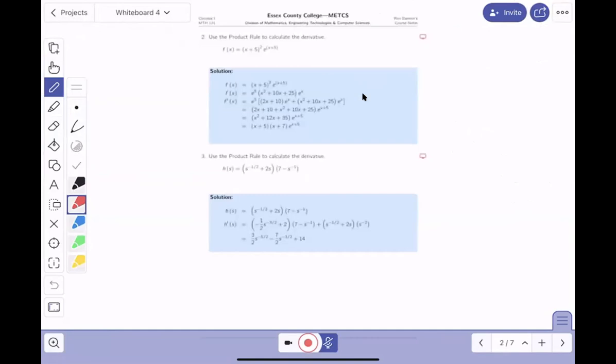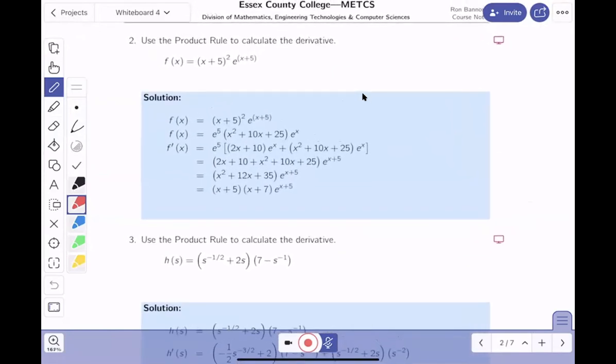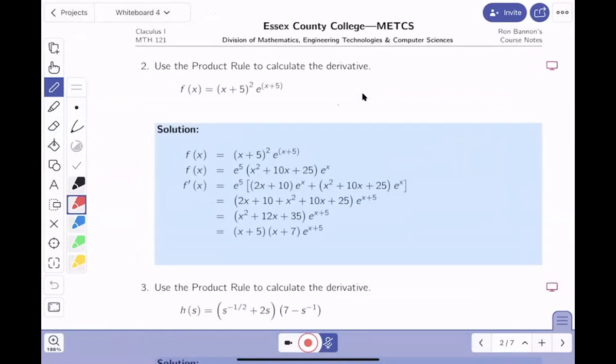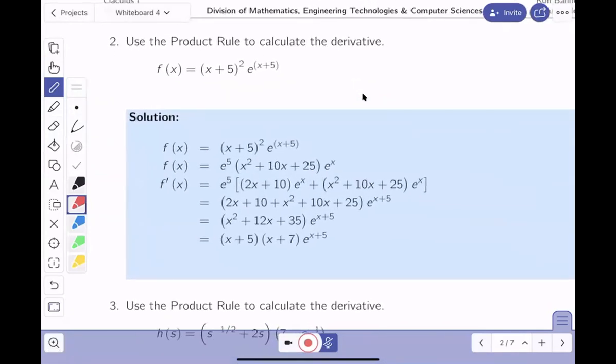Problem number 2. And again, it says use the product rule. And certainly as I do this, I want to emphasize, maybe I should be a little careful about this one over here. I'm going to write down what the product is first. This equals, let's see, I'm going to just multiply it out, and it's going to be x squared plus 10x plus 25. That's the first function. The second function, I'm going to say it's e^5, which is a constant, times e to the x. All right. So I'll make a big dot there.